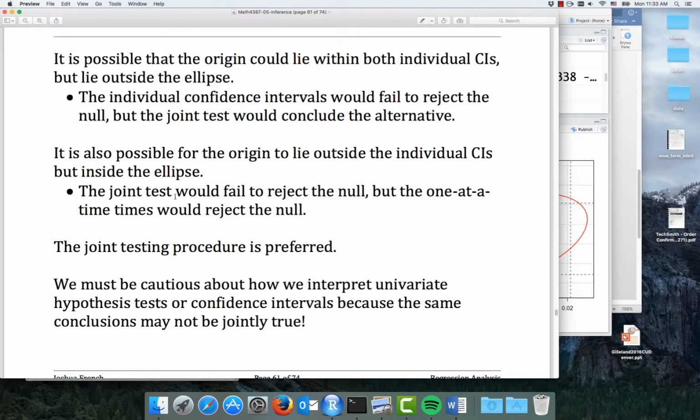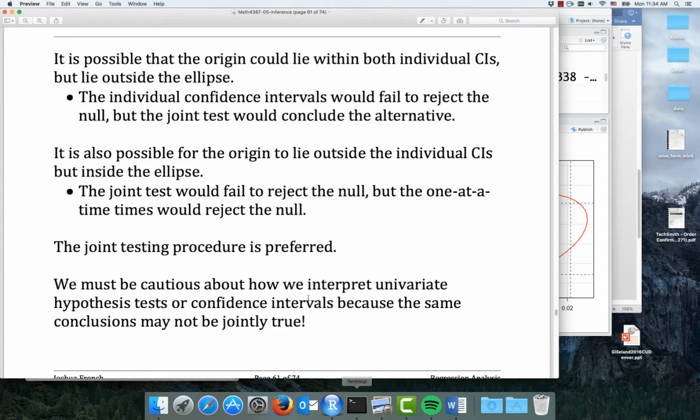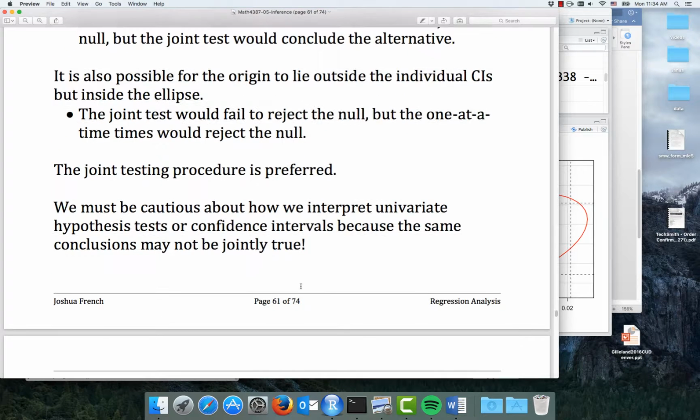Just because you would make certain conclusions using the individual confidence intervals does not mean that you would make the same conclusions using the joint confidence intervals. And if you have more than one parameter, then you really want the joint confidence intervals or the confidence regions when you are making your conclusions and making your interpretation. So make sure that you're using the right tool for the job.